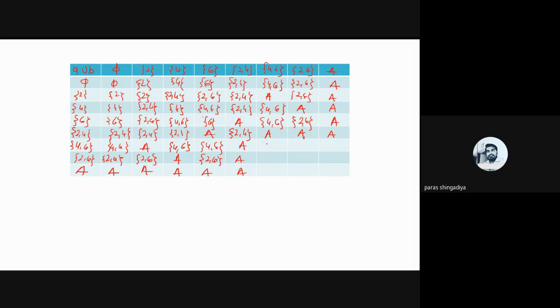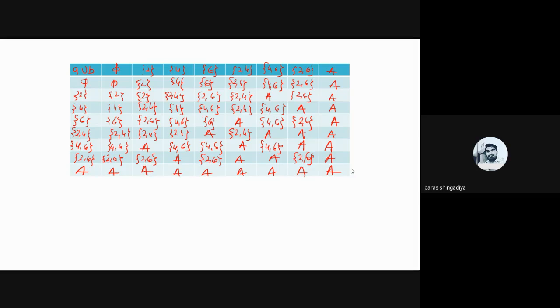Clear? And now 4 6 with 4 6, so union will be 4 6. And the union of 4 6 with 2 6 will be A, that is also A. Write down here A and A. Clear? And now the union of 2 6 with 2 6 will be 2 6, that is capital A, that is also A, and it is A. Clear? So this is how we can check the union of two elements of set A union B.